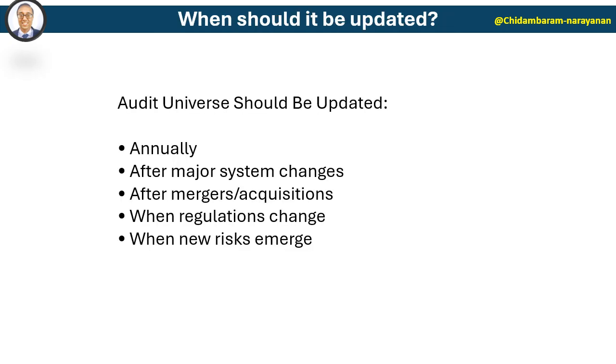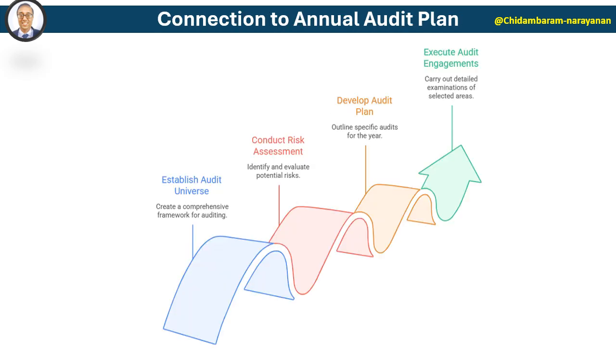The audit universe should be updated annually, after major system changes, after mergers and acquisitions, when regulations are changing, and finally when new risks are emerging. Now comes the flow. The audit universe feeds into the risk assessment, and the risk assessment determines the annual audit plan. The annual audit plan defines which audits will be conducted during the year. So this is ensuring that internal audit focuses on the areas that matter the most and not just those which are convenient or at random. So it is more of a structured approach to internal audit per se.